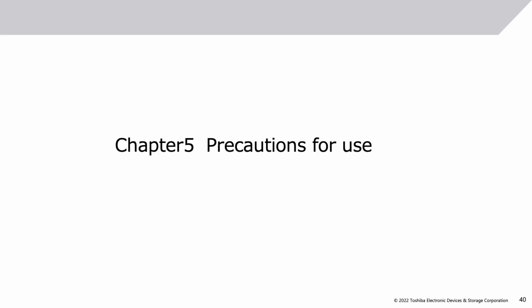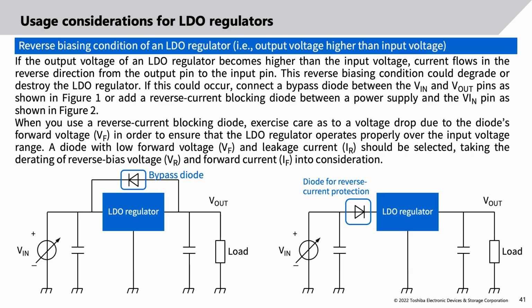Chapter 5. Precautions for use. Usage considerations for LDO regulators. This section describes the considerations for system design using LDO regulators. Reverse biasing condition of an LDO regulator, i.e., output voltage higher than input voltage. If the output voltage of an LDO regulator becomes higher than the input voltage, current flows in the reverse direction from the output pin to the input pin. This reverse biasing condition could degrade or destroy the LDO regulator.